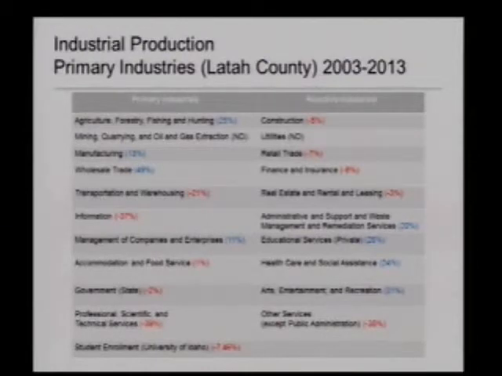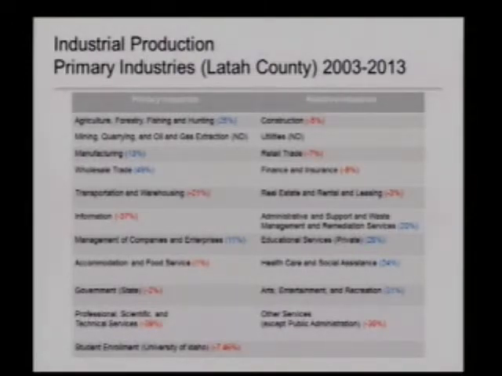And so when we look at the growth rate between 2003 and 2013, we can see that we had growth in agriculture, 25%, which was significant. Mining and quarrying, because of the small sample size, was not disclosed. Manufacturing, 39%. Wholesale trade, 49%.